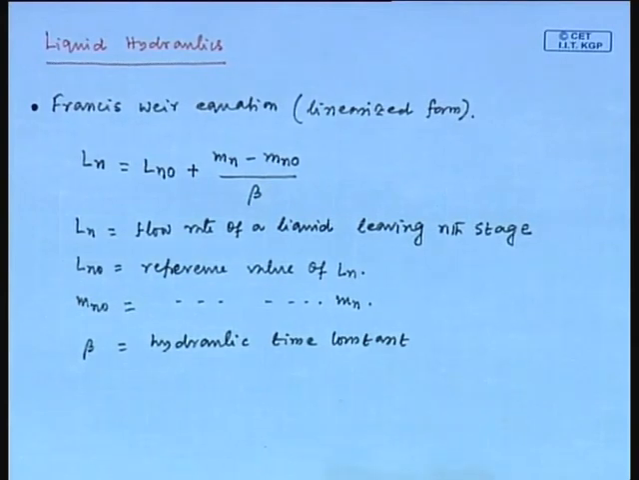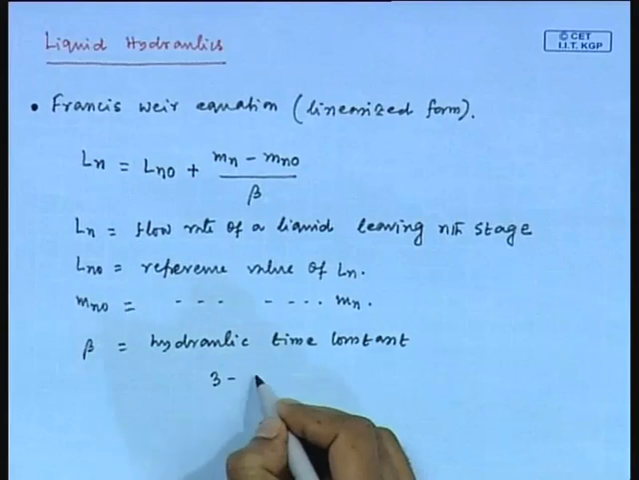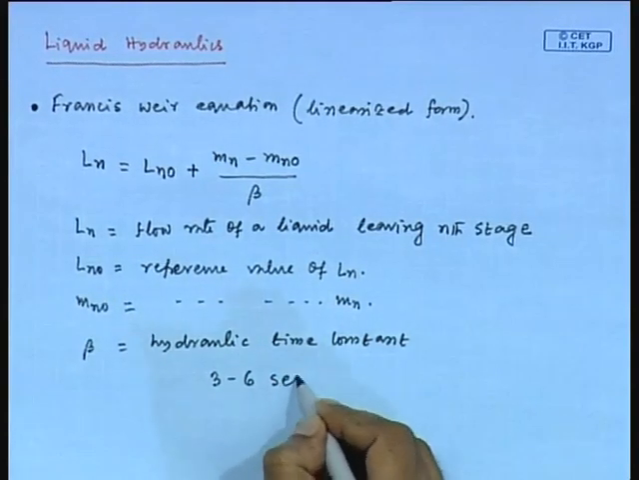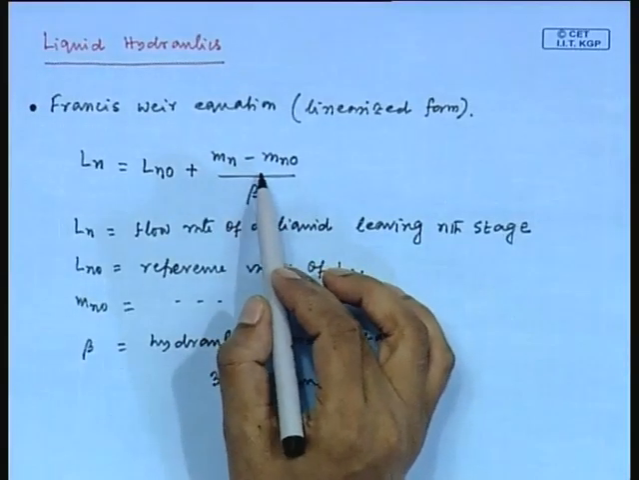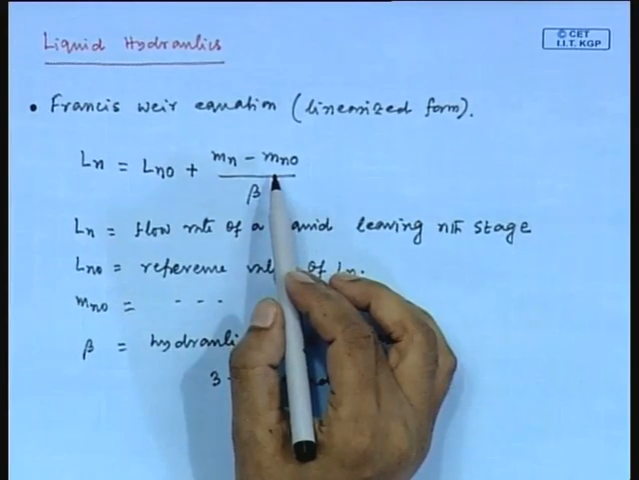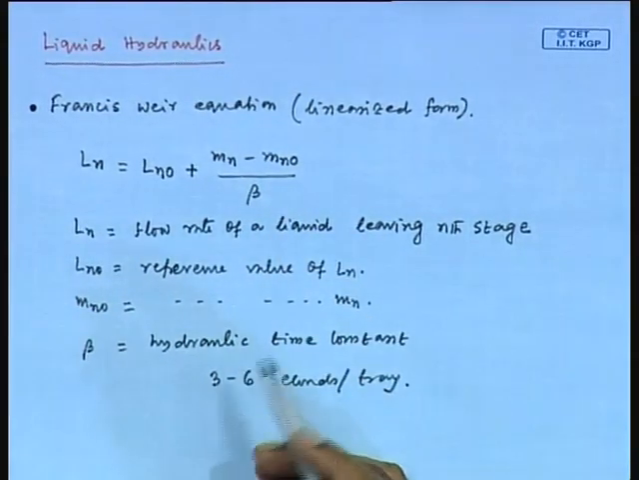The value of beta is typically taken between 3 to 6, not minutes, seconds for each tray. Fine. So beta is the hydraulic time constant, typically 3 to 6 seconds for each tray. That means the difference between Mn and Mn naught is divided by the hydraulic time constant, and that amount is added to Ln naught to calculate Ln. This is a simplified version of the Francis Weir formula. Other forms include the nonlinear versions. So we will consider this simplified form in the example distillation column modeling.